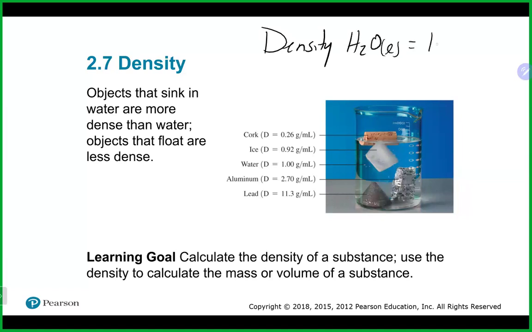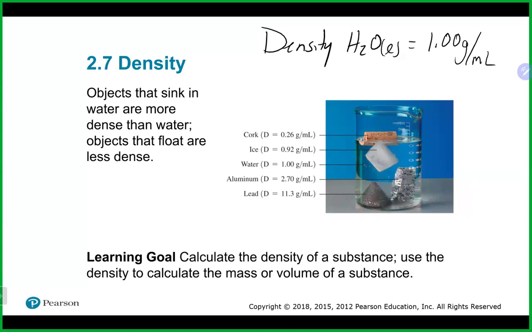The density of liquid water is an important number to know because sometimes you do need that. For the most part, you can use it as 1 gram per milliliter. So if you ever find yourself in a problem where you need the density of water, that is the number you should use. By the way, density does change with temperature. But I would say 99 times out of 100, if you need a density of water, that's probably the number you should use for liquid water.